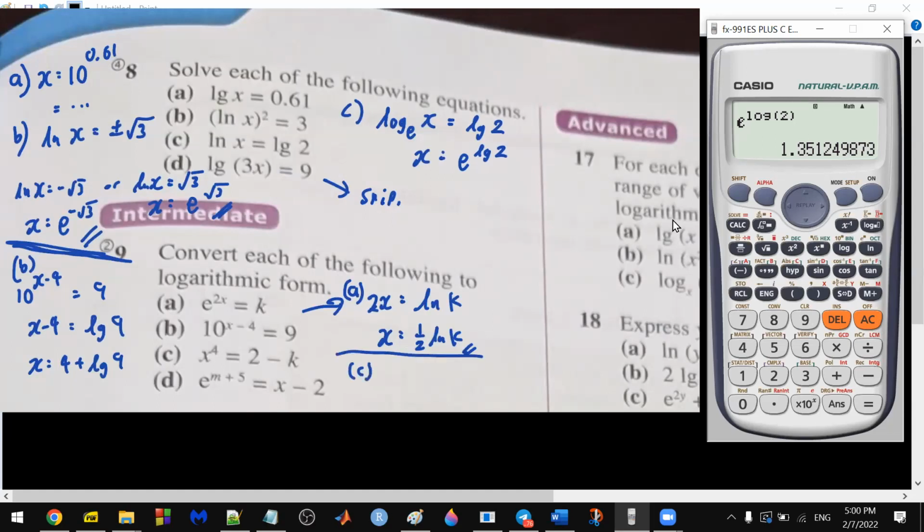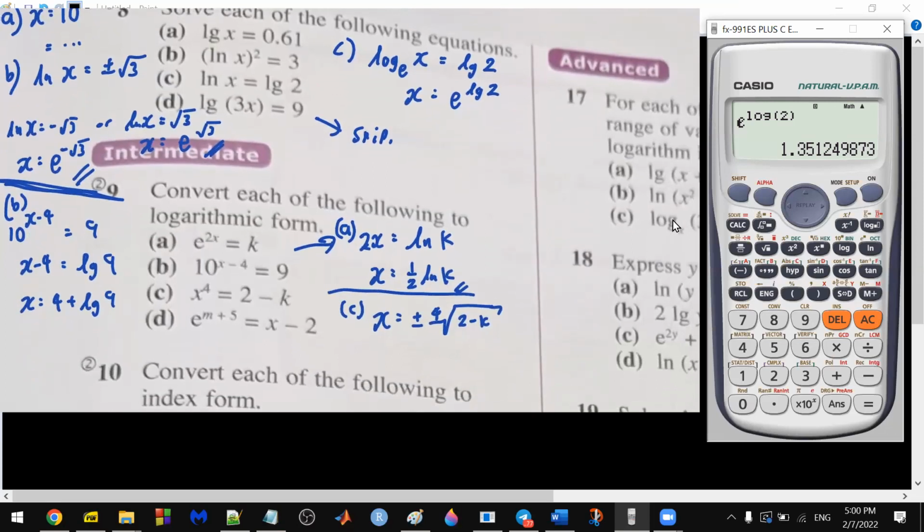Okay, then part C, x power 4 equals 2 minus k. So x equals fourth root of 2 minus k. 2 minus k is just a bunch of numbers. Then I think that's what they're asking for. Oh, wait, maybe they're asking for logarithmic form, so they're not asking to solve for x. I think they want us to make 4 the subject. Let me show you how to do that. Alternatively, 4 will equal log of 2 minus k base 4.